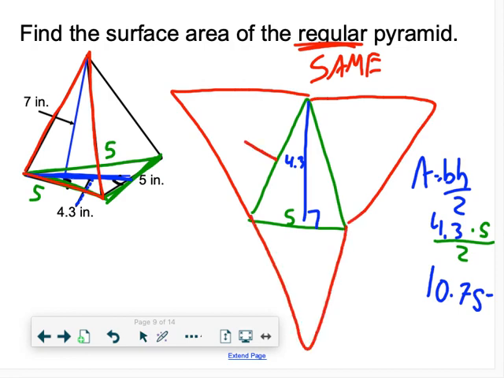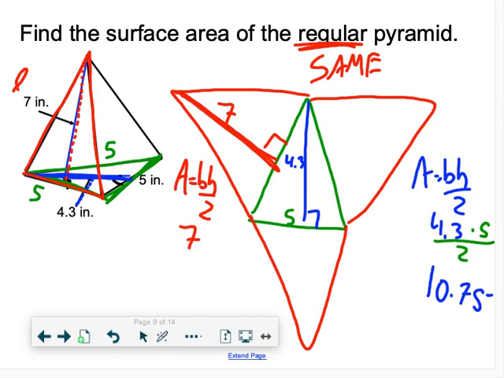I'm just going to do the work once. I'm going to do it over here on this guy. Notice again, I've got the lateral height, the side triangle. The lateral height is 7. So the area of this triangle then, we need to do that. A equals BH divided by 2. The height of this triangle is 7.